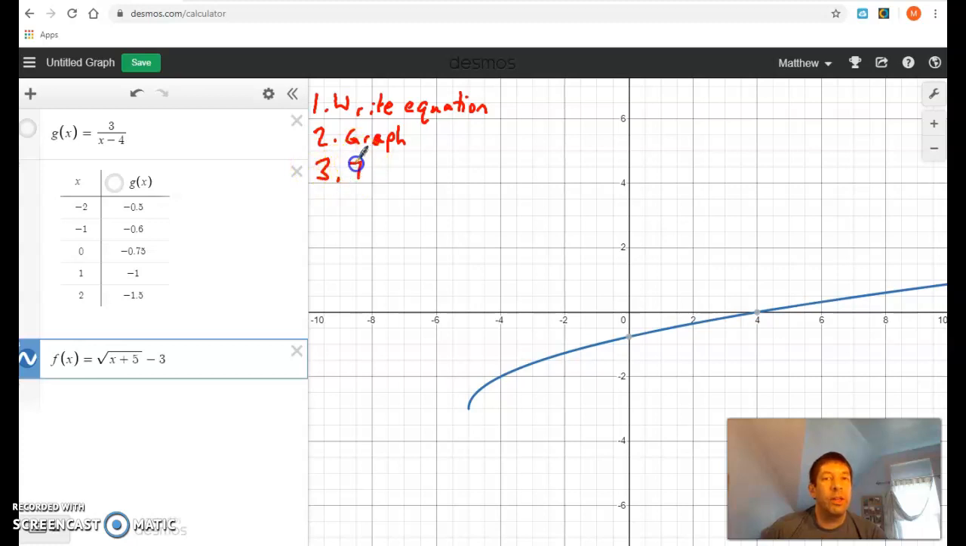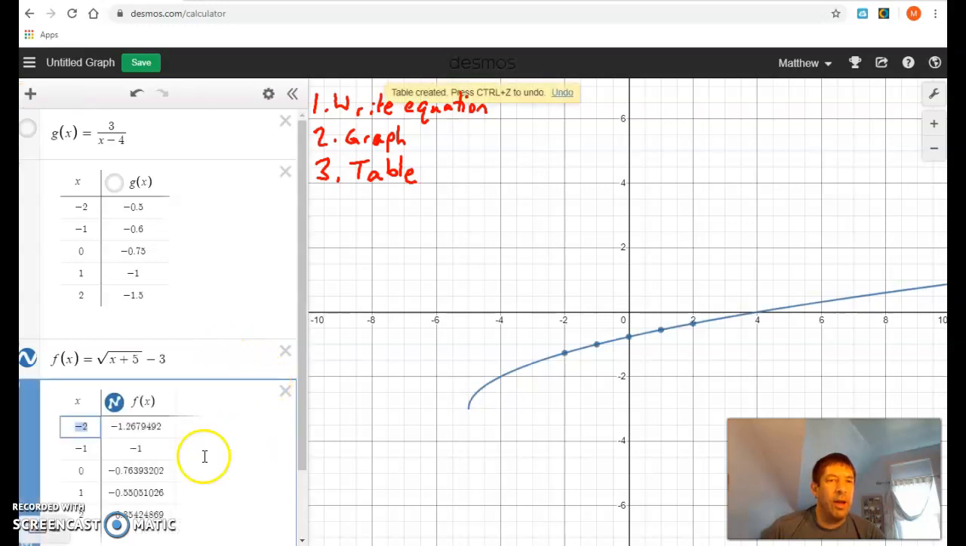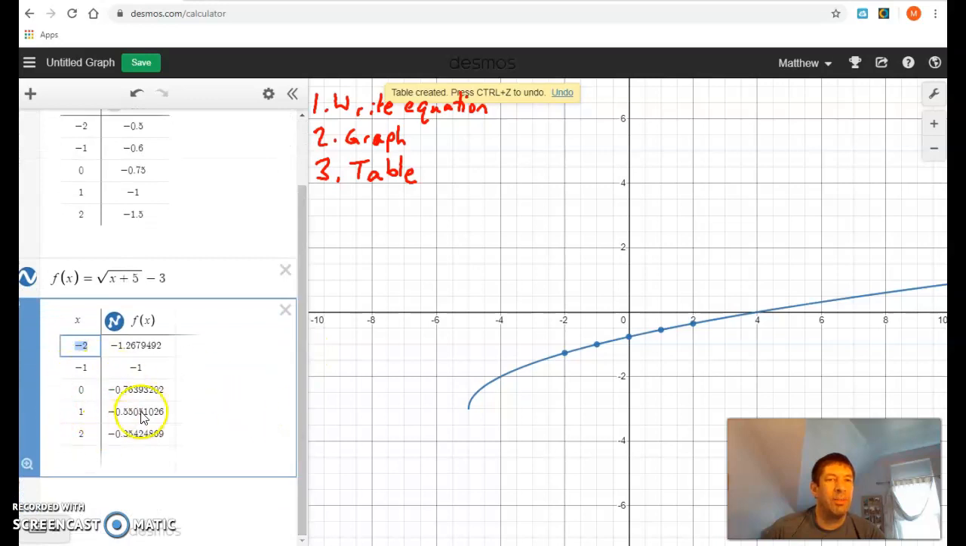You should create a table of values to see what that table looks like. Now on Desmos, to create a table, you're going to have to make sure that you've clicked on that equation, and you go up to the gear, and you click the gear, and then you can see this little button here that says convert to table. So if I click that, now it's converted that equation to a table. And it still has the equation up there, but now we can see some different values for our table.